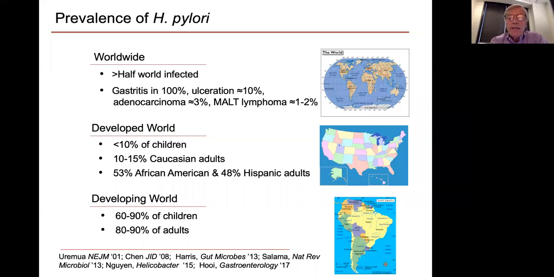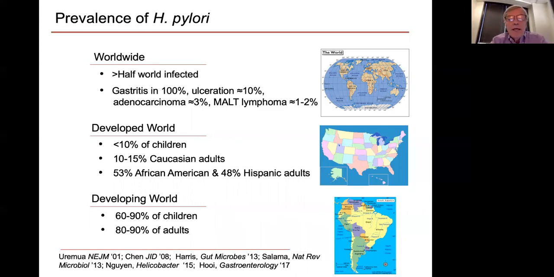When we first started studying H. pylori infection, it was thought and shown in a number of studies that about half of Caucasians were infected, but there's been a general decline in the prevalence of H. pylori in Caucasian adults in the developed world. However, it's important to recognize that there is still a higher incidence or prevalence of H. pylori in the United States, in African Americans, and in Hispanic Americans. And in a recent study from Houston, 53% of African Americans and 48% of Hispanic adults were carriers of H. pylori infection.